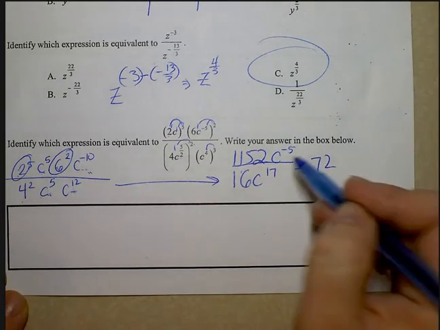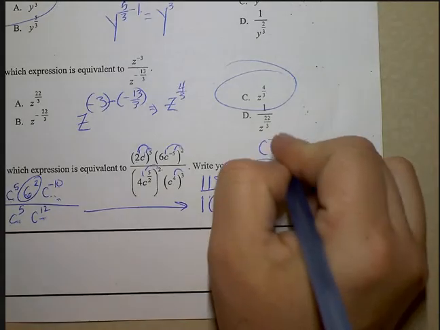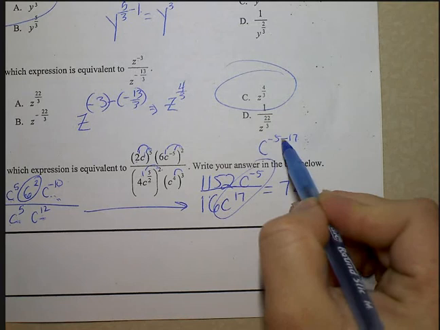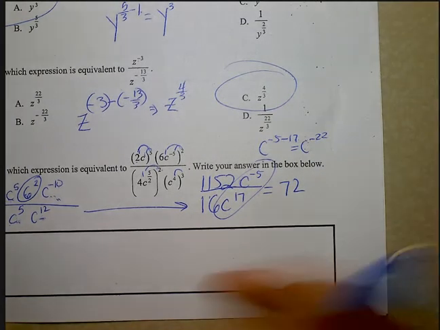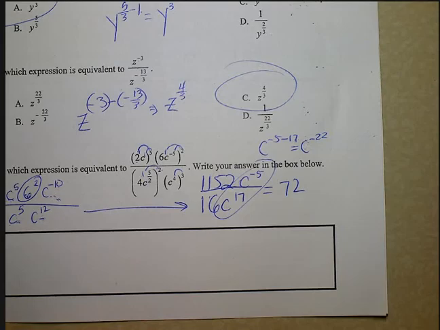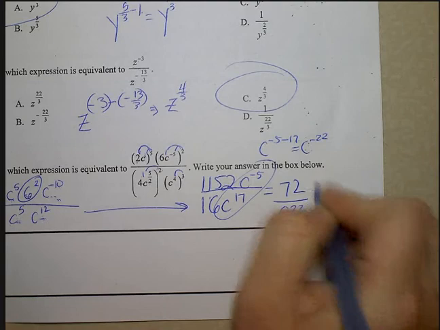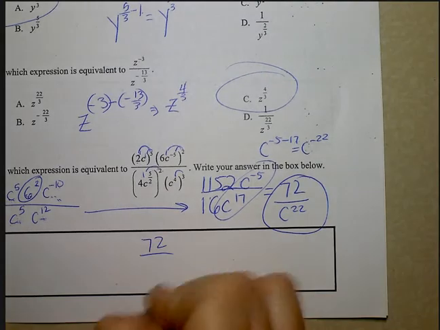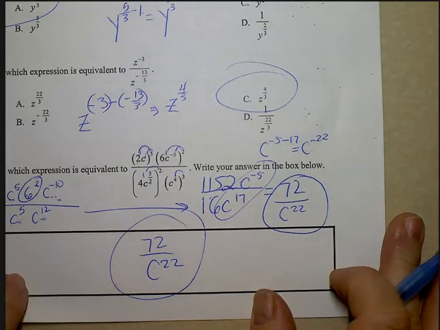Okay? And now here's the most confusing part of this problem for students. What do I do with these C's? Top, subtract, bottom. Same base dividing, top subtract bottom. We get negative 22. But negative 22 isn't happy. How do you know that? It's not happy, so it goes to the bottom. And here's your final answer: 72 over C to the 22. Thumbs up or thumbs down right now?